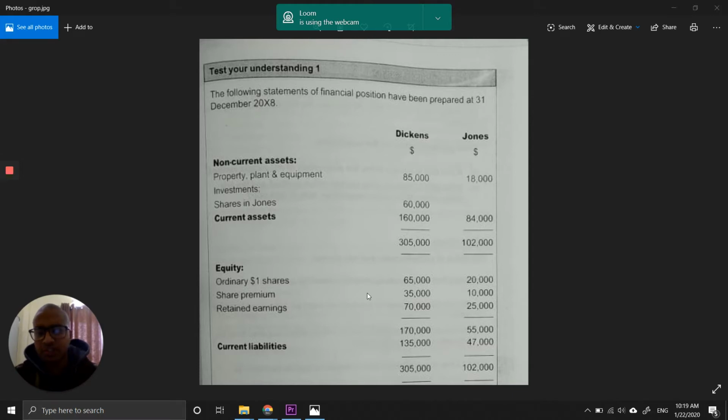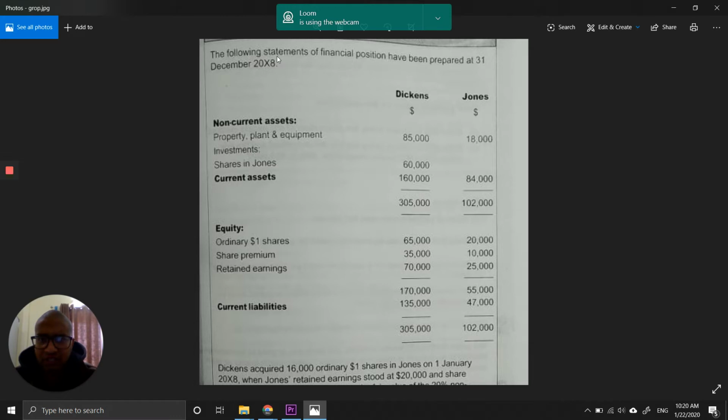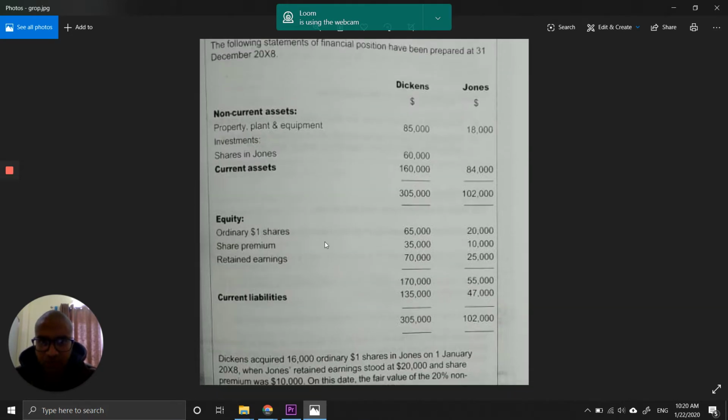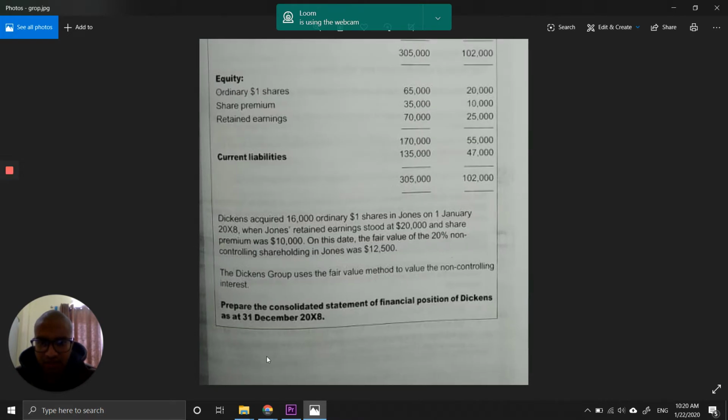Right, guys. So in this particular session, what we shall be discussing is the basics of group accounting, and then we will solve TYU 1, which you can find even in your FR book, Financial Reporting book. So let's look at this particular question regarding Dickens and Jones. We have been given a statement of financial position, and we need to prepare the statement of financial position of Dickens. Okay. So let's prepare it as per our standard pro forma.